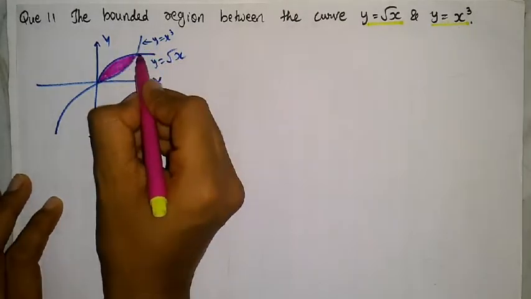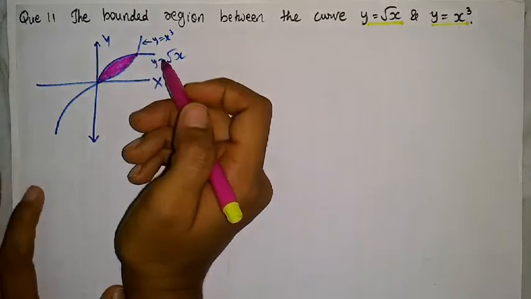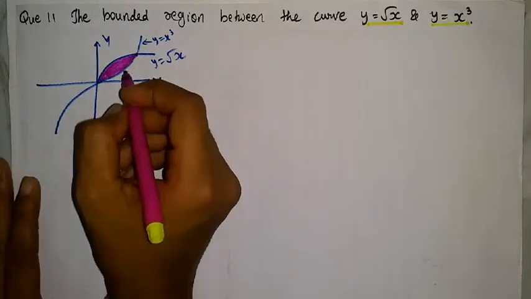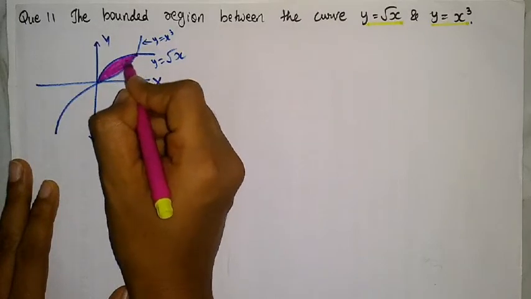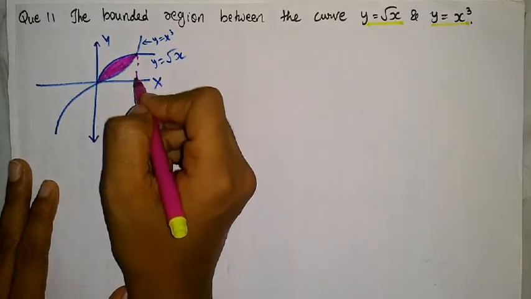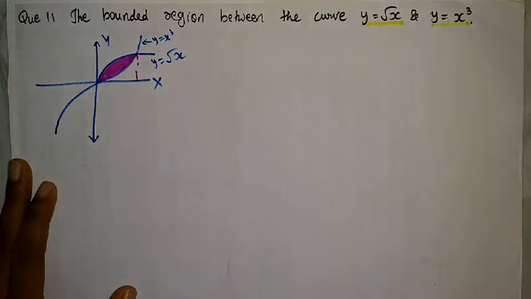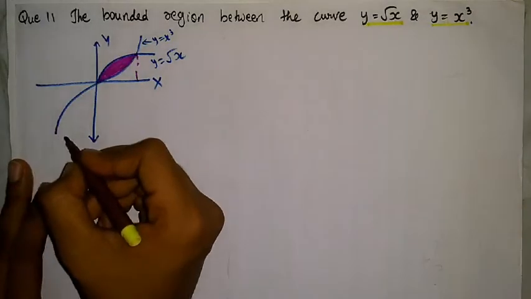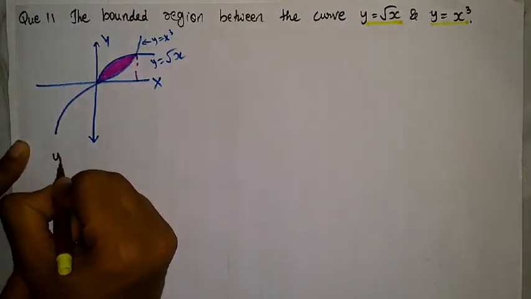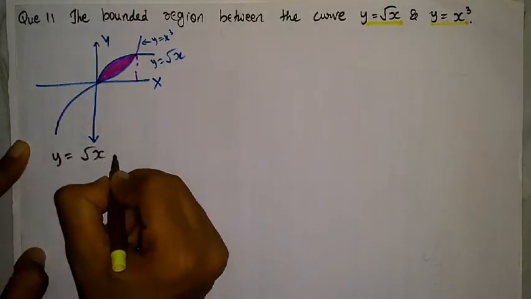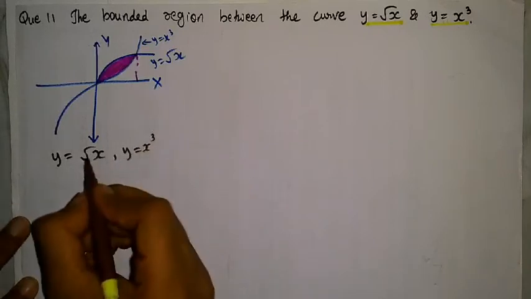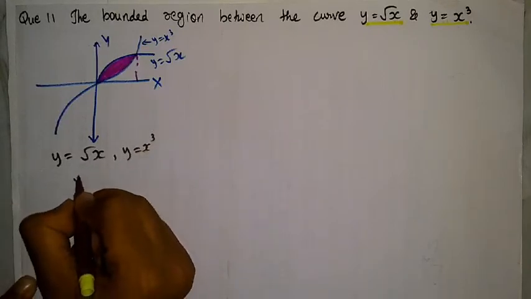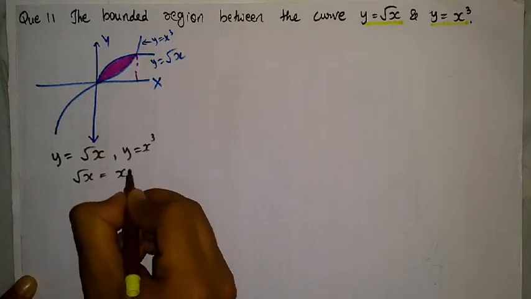For that we require these points, because for one variable we take the constant and for the other we take the limit. So we have to find this point, and for that we have to equate both equations. One equation is y is equal to root x and another is y is equal to x cube. Therefore root x is equal to x cube.